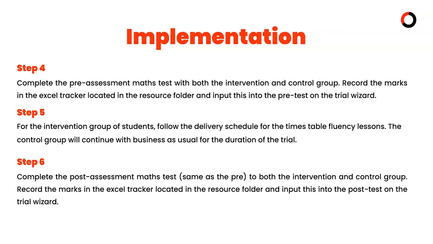And step 6, complete the post-assessment maths test, which is the same as the pre, to both the intervention and control group. Record the marks in the Excel tracker that's located in the resource folder, and then input the post-test scores onto the trial wizard. Once you've done that, if you click Analyze, and then complete the process evaluation, you'll then generate an impact report which shows you how the intervention has worked in your school.